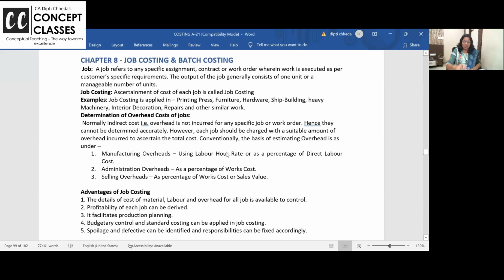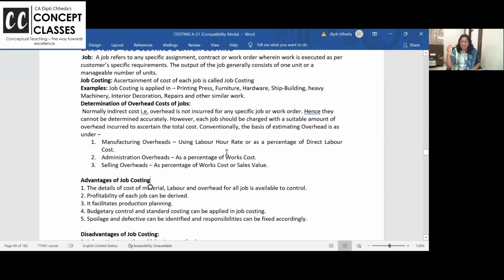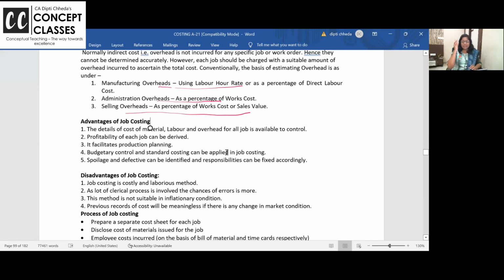In job costing, you prepare a normal cost sheet. And when it comes to manufacturing overhead, you can charge it using the labor rate or as a percentage of labor. Administrative overhead as a percentage of works cost. You remember the cost sheet we have already done. Selling overhead as a percentage of sales also, or works cost, you can charge. So tailor-made.